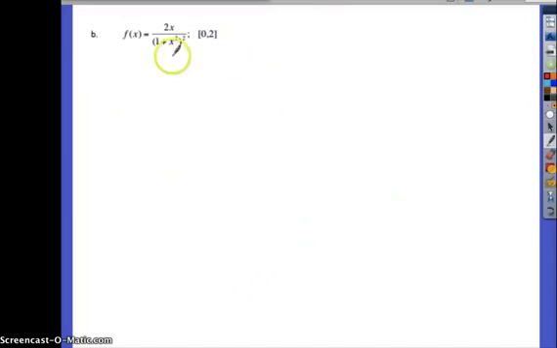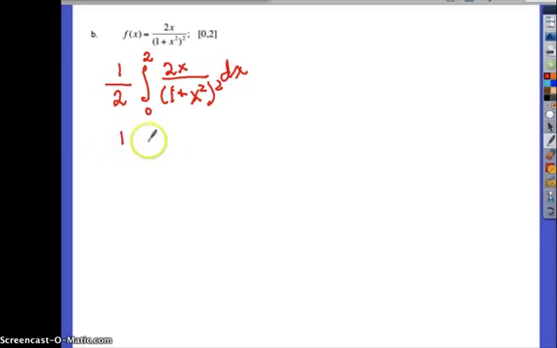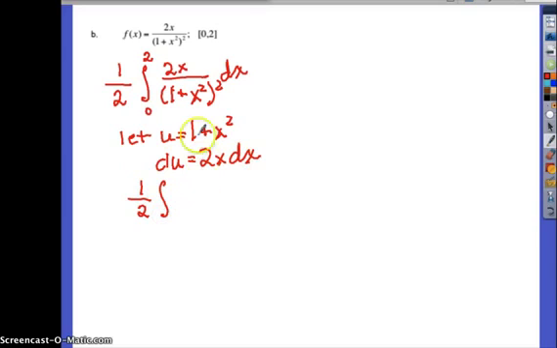Okay, same situation. We're going to take the average value of this, so I'm going to have 1/2 the antiderivative of 2x over 1 plus x squared dx. Obviously, this is a u substitution situation. So let u be equal to 1 plus x squared, and then conveniently, du is 2x dx, which is exactly what we have. So here we have 1/2. We'll change those limits of integration in a second.